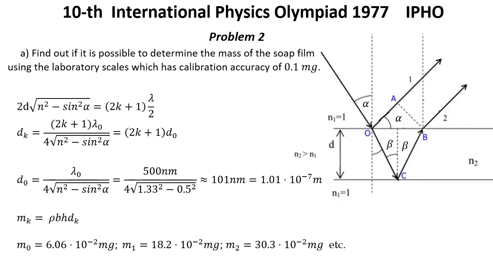And for question B, if the light falls at the angle of 30 degrees, then the film seen from the perpendicular direction cannot be colored. It would appear dark. So that was a solution for problem number 2.